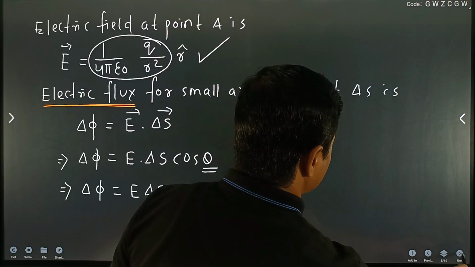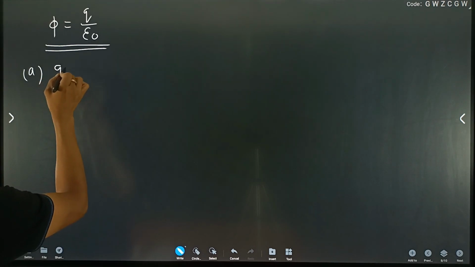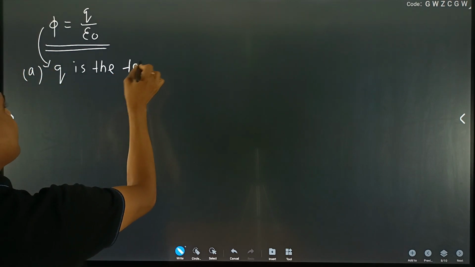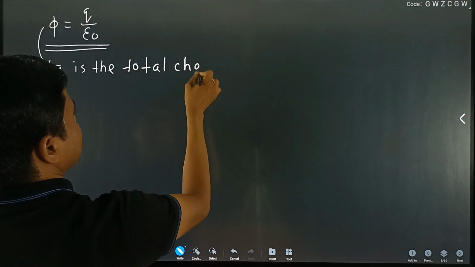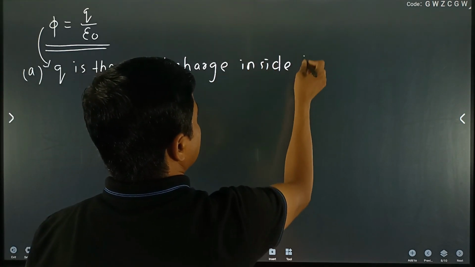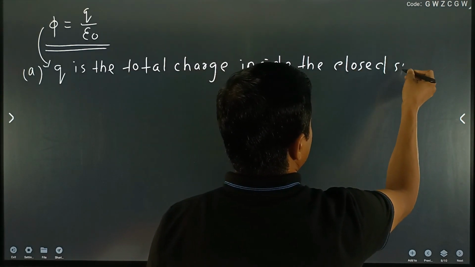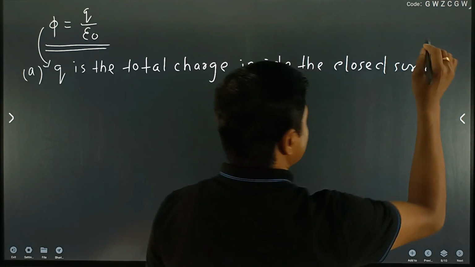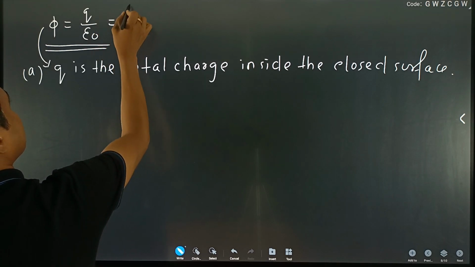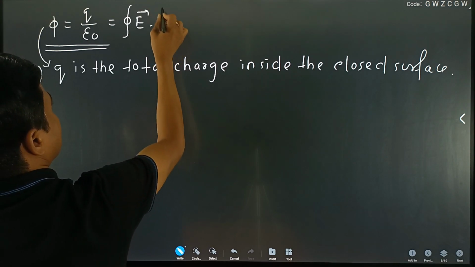That means we write in this equation, Q is the total charge, that is the net charge inside the surface, inside the closed surface, not outside. And this is equal to integration over a closed surface, vector E dot vector ds, and your electric field.